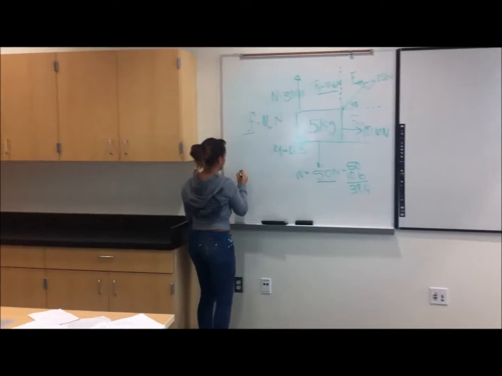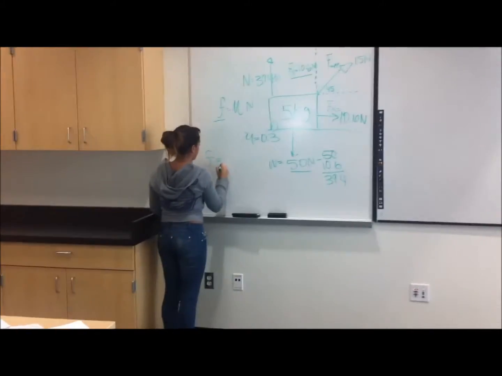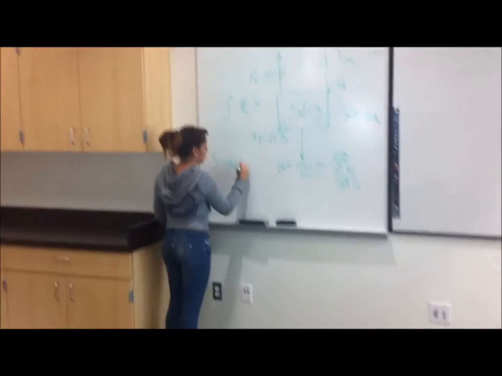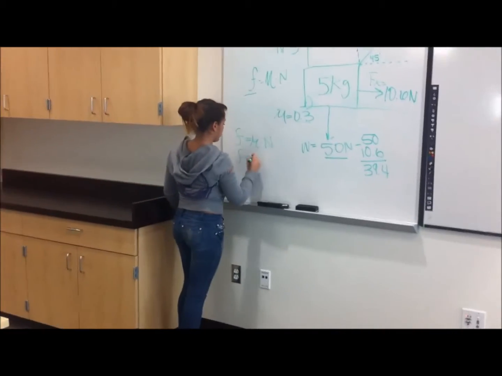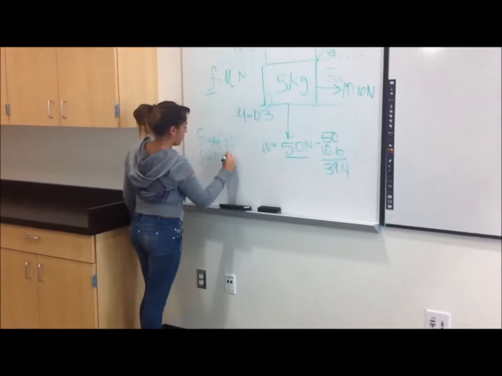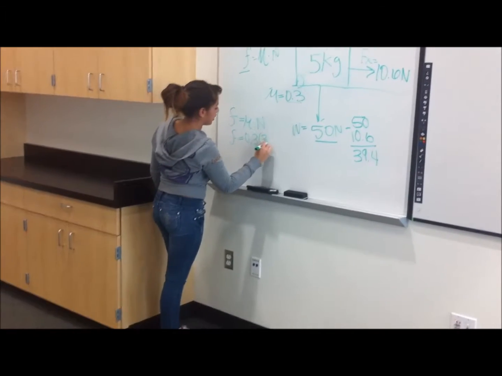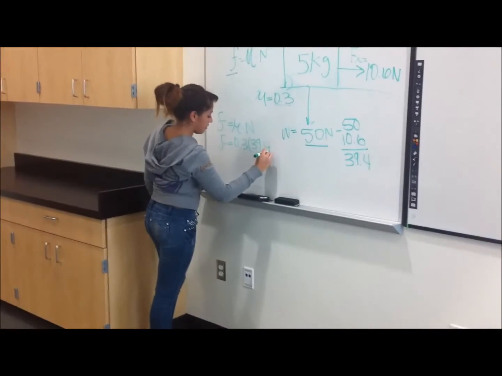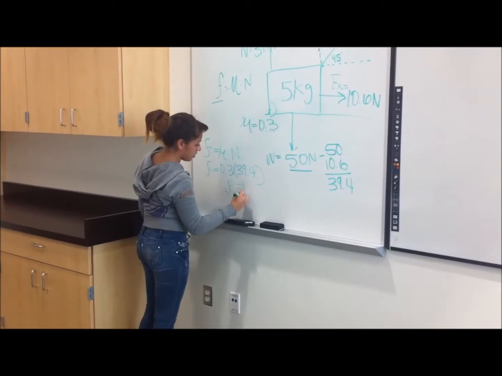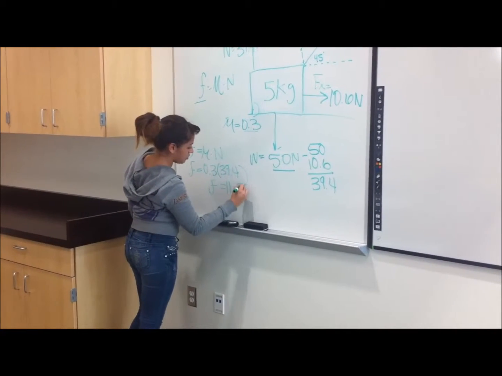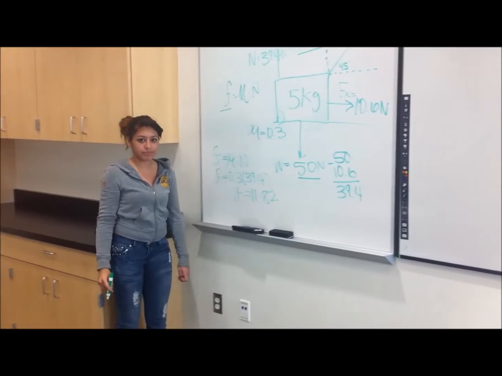So here we plug in the information, so it's F equals mu times normal force. Mu in this case is 0.3, and our normal force is 39.4. When you multiply this, friction equals 11.82 newtons.